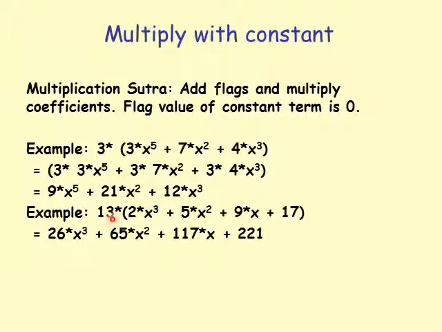Another example is 13 times 2x cubed plus 5x squared plus 9x plus 17. 13 times 2 is 26, 26x cubed. 13 times 5 is 65, plus 65x squared. 9 times 13 is 117, so plus 117x. 13 times 17 is 221, so it is plus 221. So 13 times the expression is 26x cubed plus 65x squared plus 117x plus 221.